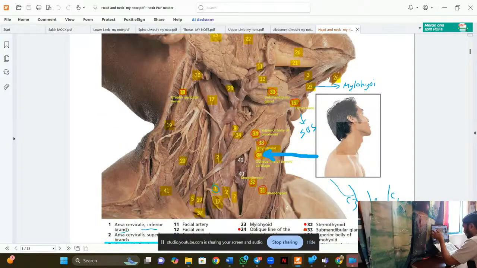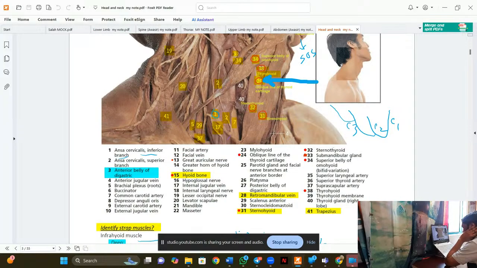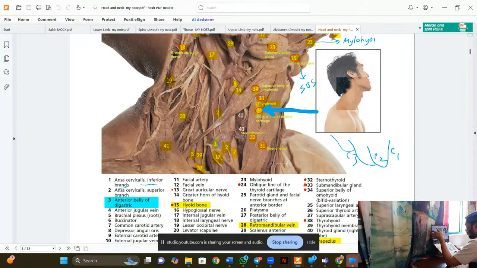Then this is the thyroid, and the oblique line of the thyroid cartilage. Sternothyroid. Here, this red dot, number 13, is the great auricular nerve.